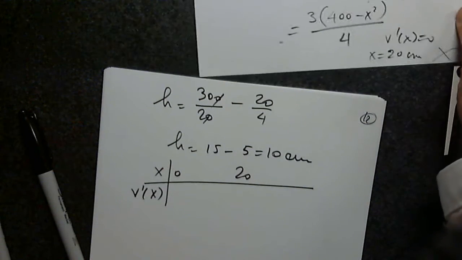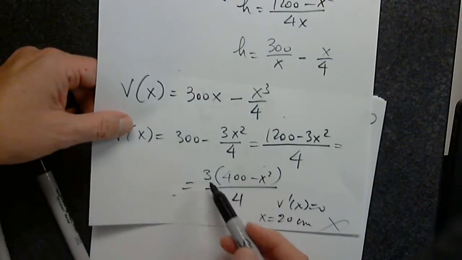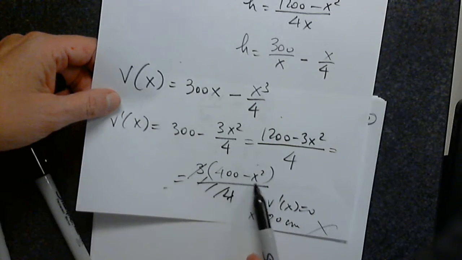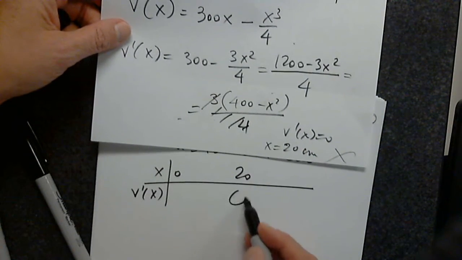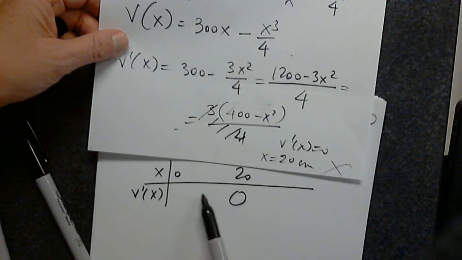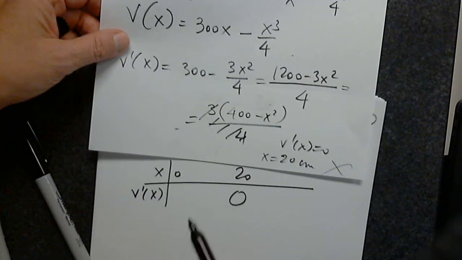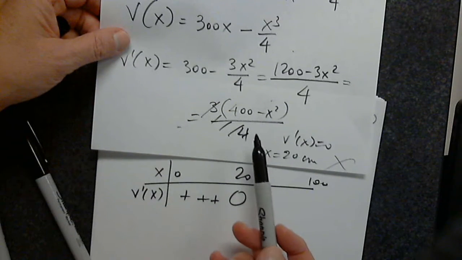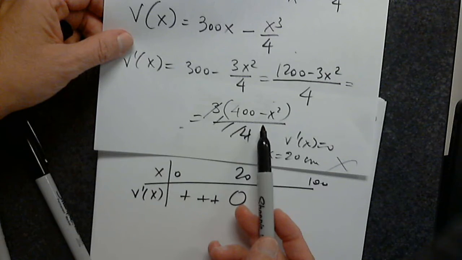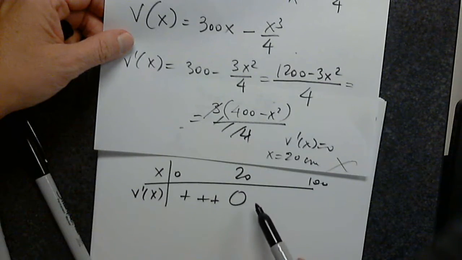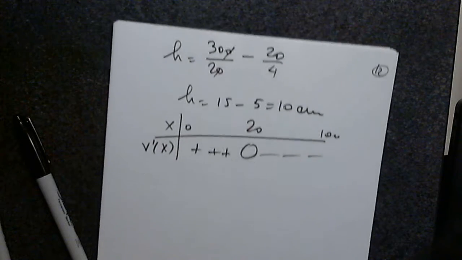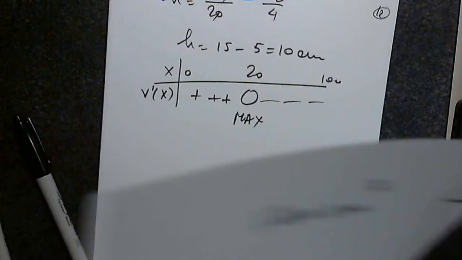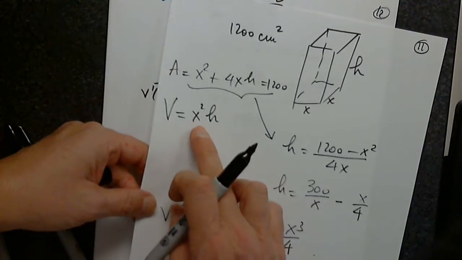So I have to go back to V prime. I'm only replacing in 400 minus x squared. So let's replace 0 in this and give me the sign to the left of 20. Very good. Now let's replace this by 100, which will be 10,000. 400 minus 10,000 is? So this is indeed typical for a max. If they are asking me to find the maximum volume, not a problem.